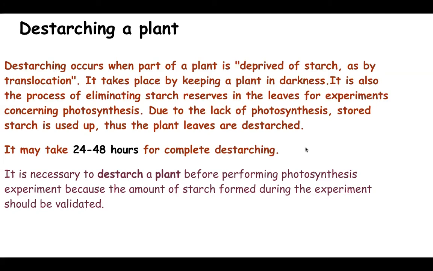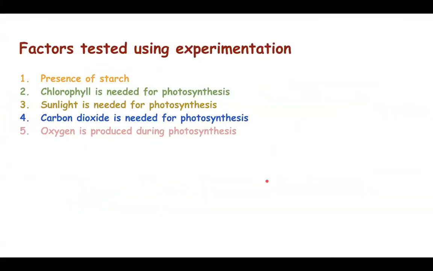So let's start. We will be studying the following experiments today. First is the presence of starch. Then second, the chlorophyll is needed for photosynthesis. Sunlight is needed for photosynthesis. Carbon dioxide is needed for photosynthesis, and finally, oxygen is produced during photosynthesis.